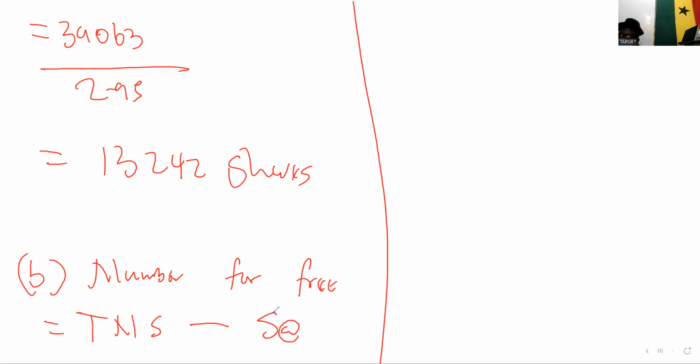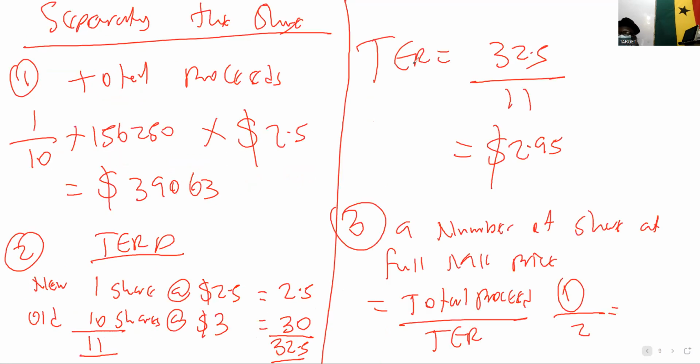Shares at what? Full market price. So how many shares came in? This is the number of shares that came in. You had 15,625. That's the entire number of shares they received.